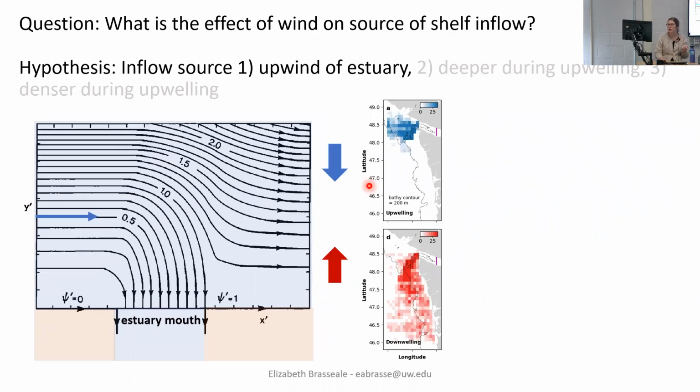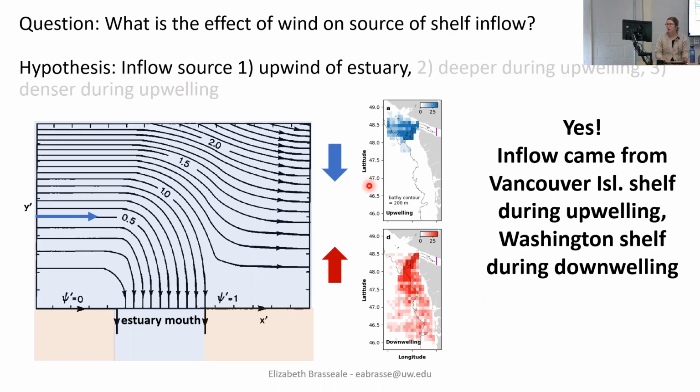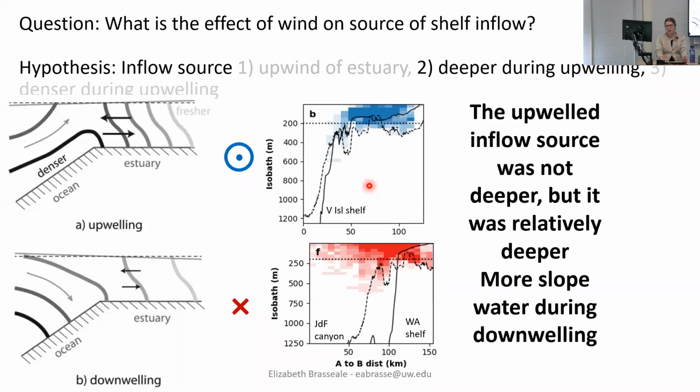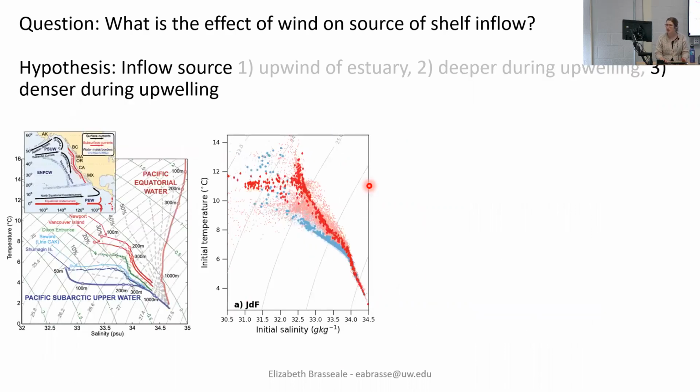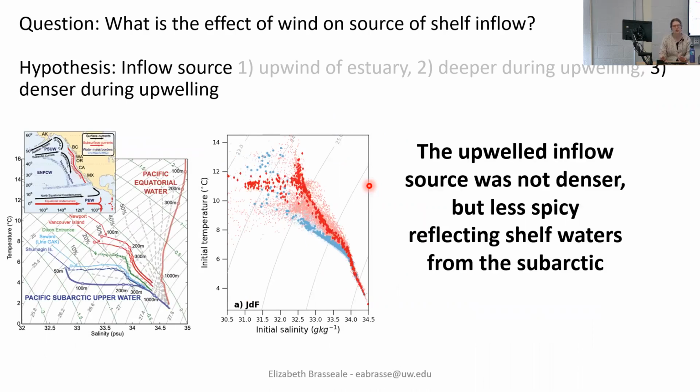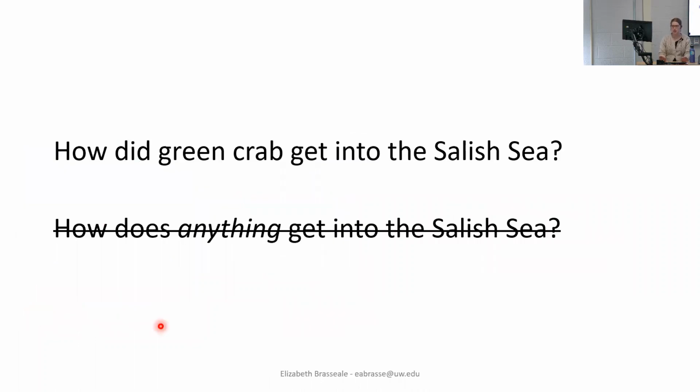So did inflow come from the upwind direction? Yes. Inflow came from the Vancouver Island shelf during upwelling and the Washington shelf during downwelling. Was it deeper? It wasn't deeper, but it was relatively deeper, and you saw more slope water than shelf water during downwelling. And then the last question was, was it denser? It wasn't denser, but it was less spicy, which is a word they use in physical oceanography to refer to the combination of temperature and salinity. So during upwelling, when things are coming from the north, it's less spicy water, which reflects that the shelf is composed more of Pacific subarctic water than Pacific equatorial water. So that's a little bit on how anything gets into the Salish Sea.